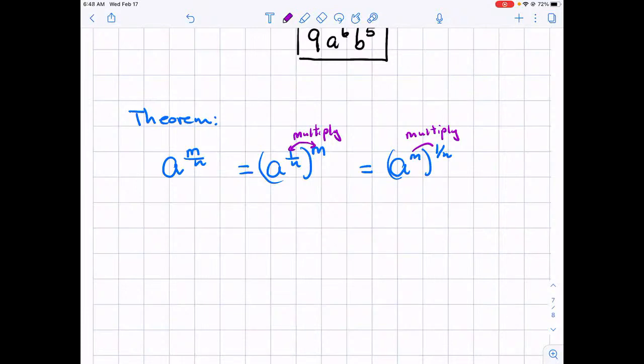Now, why am I showing you this? This will help you if we have an example and I ask you to simplify.